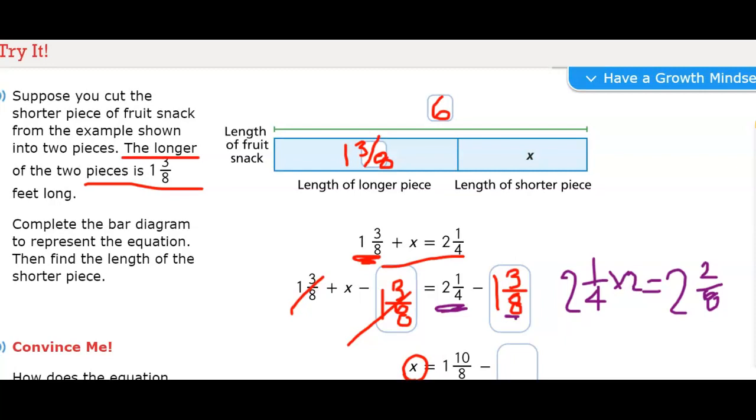I'm going to take the mixed numbers and make them improper fractions. So 8 times 2 is 16, plus 2 is 18 over 8. And then we have to take this mixed number, do the same thing. So 1 times 8 is 8. 8 plus 3 is 11 over 8. And then we can subtract. So 18 minus 11 will give us 7, and then the denominator stays the same. So our final answer would be 7/8.